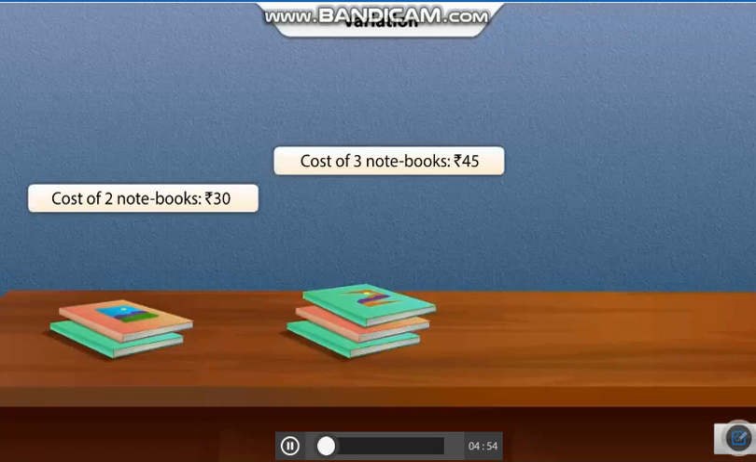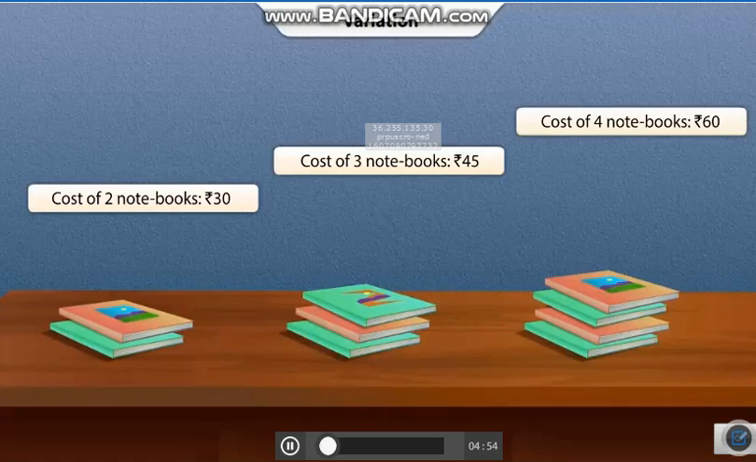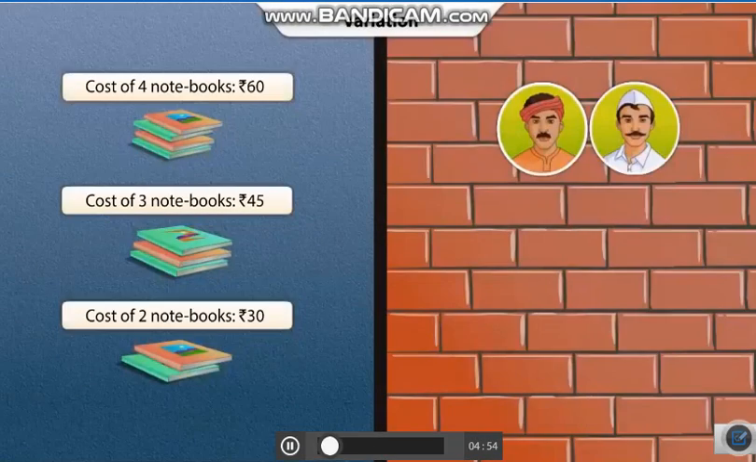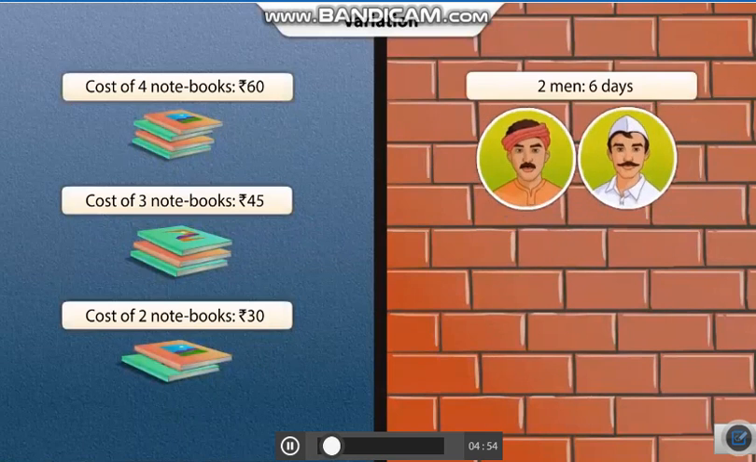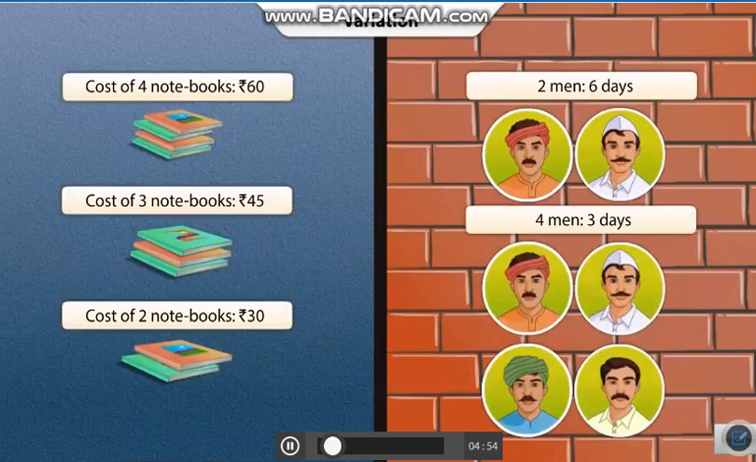If 2 notebooks cost 30 rupees, the cost of 3 notebooks will be 45 rupees and that of 4 will be 60 rupees. On the other hand, if 2 men build a wall in 6 days, 4 men can complete the same wall in 3 days. What do these scenarios indicate?